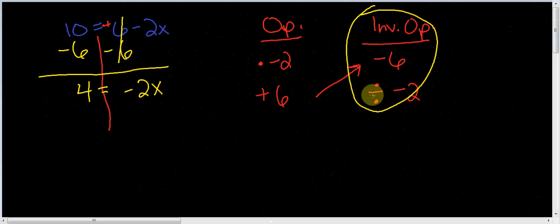The second thing my chart tells me to do is divide by negative 2. So on both sides, I divide by negative 2.